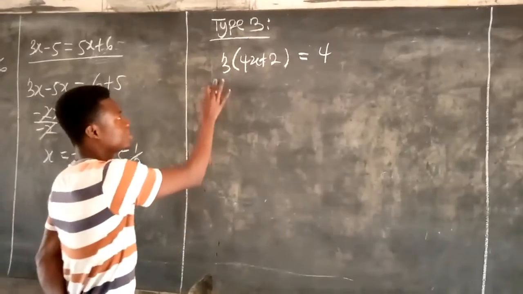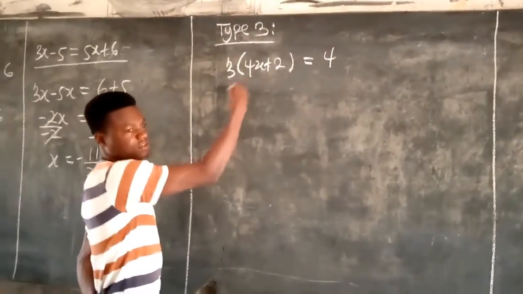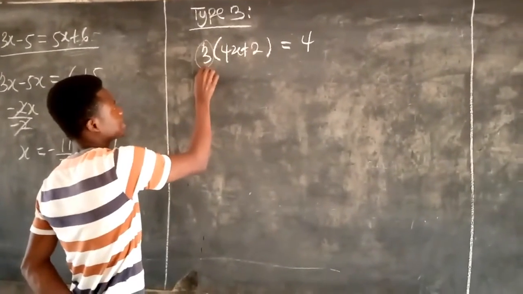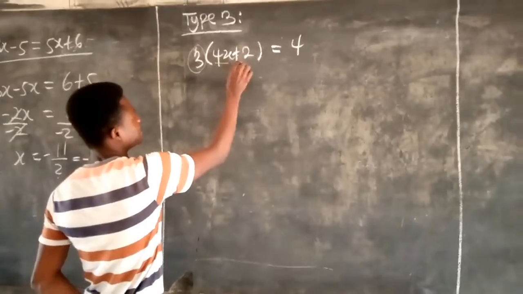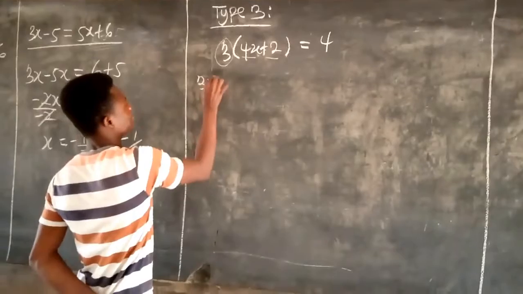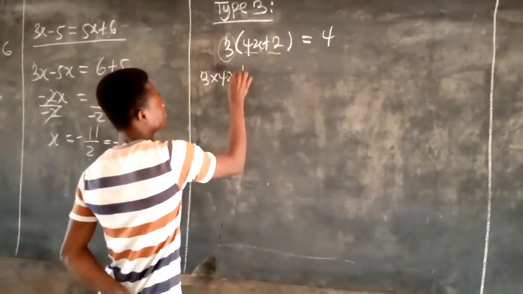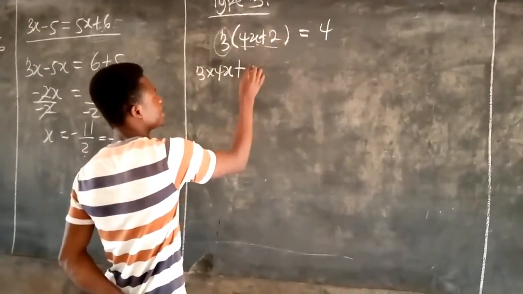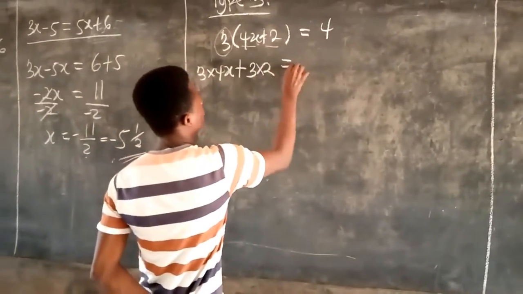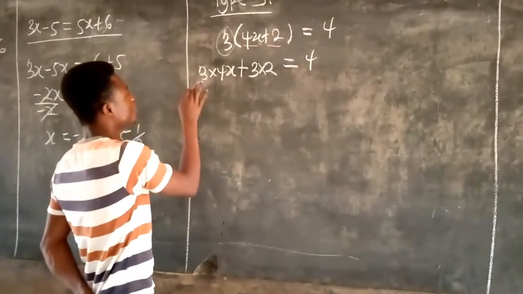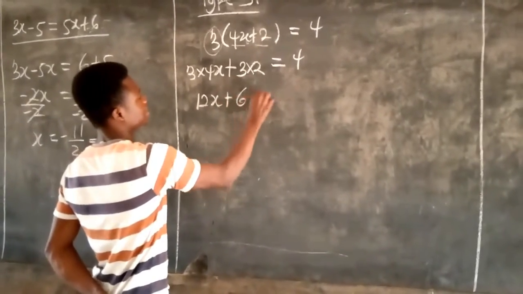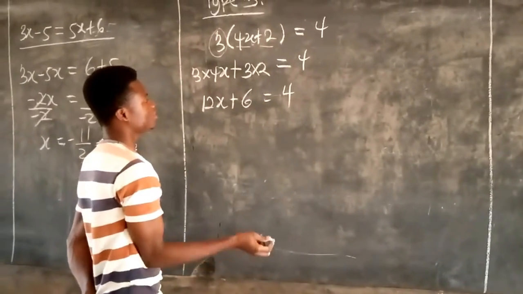Alright, so this is a bracket here, and then you have to expand this bracket. Expand the bracket means use the number outside the bracket, which is 3, to multiply the elements inside the bracket. So 3 will multiply 4x, right? 3 times 4x. You bring the operation sign, which is plus, and the 3 will come and multiply 2 again. So 3 times 2, equal to 4. Let's go. So 3 times 4x gives us 12x plus 3 times 2 gives us 6 is equal to 4, like this. So let's group like terms.